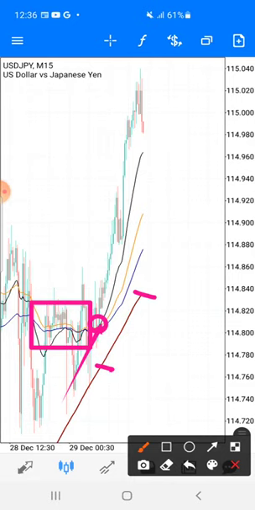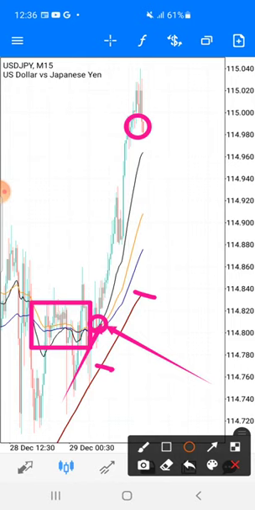So assuming you enter this trade at this point, when they crossed, your stop loss should be here by now, and your price should be at this point. As the price keeps going, the stop loss keeps moving up. You keep shifting your stop loss.